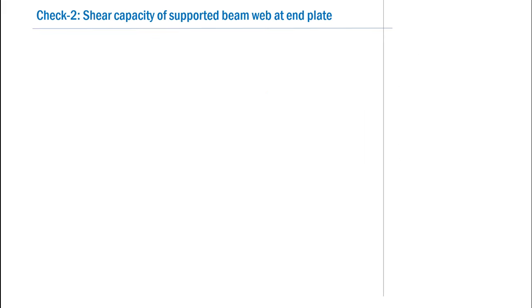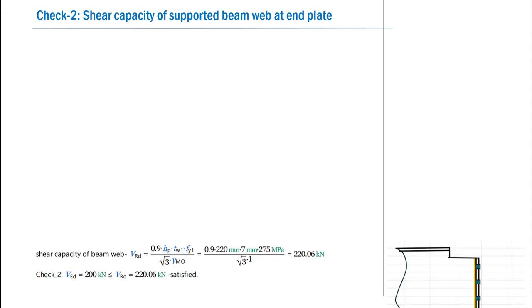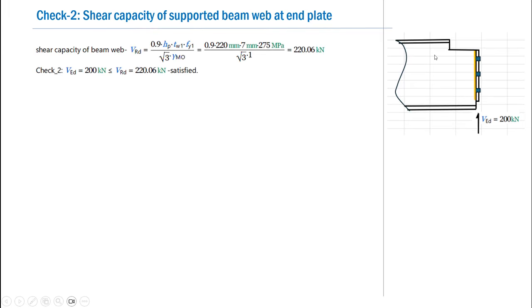Fine. So let us start with the second check, that is verifying the shear capacity of the supported beam at the end plate. What does it mean? Look here. This is how the supported beam is connected to the end plate. So we need to verify whether the beam web has sufficient shear capacity at the end plate connection, which means that the depth of the beam web that is used for this verification will obviously be the depth of the end plate.